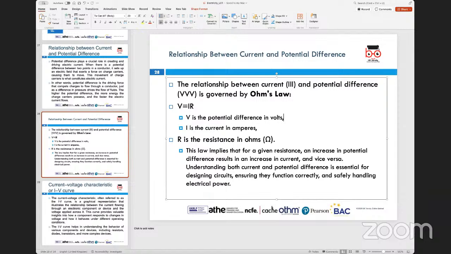So given the resistance, the increase in potential difference results in the increase in current and vice versa. So if the resistance increases, the current flowing through the circuit decreases, and if it decreases, then the current flowing through the circuit increases. Now, understanding both the current and potential difference is obviously very essential, because within these circuits can essentially be removed.